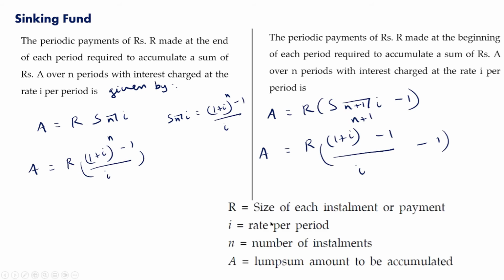Where R is the size of each installment or payment, I is the rate per period, N is the number of installments, and A is the lump sum amount to be accumulated. So these are the two formulas that have to be remembered as far as sinking fund is concerned. For this year in the sample paper, a question on sinking fund was given for 3 marks.